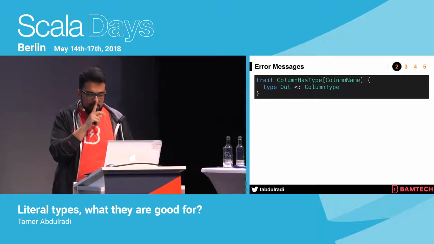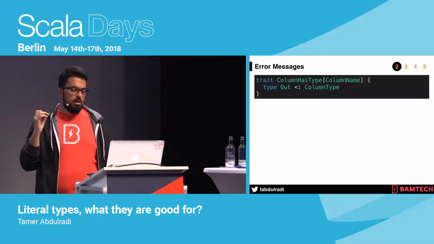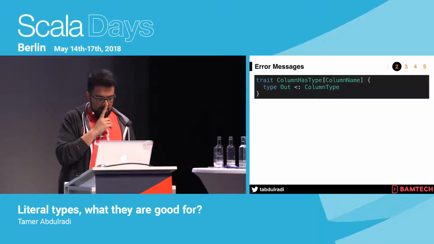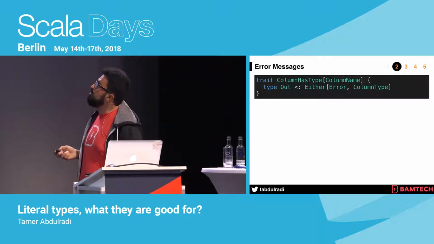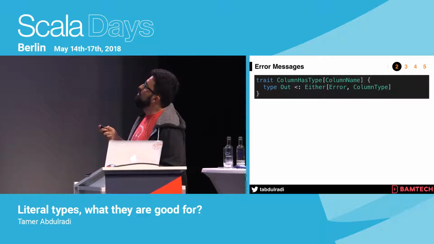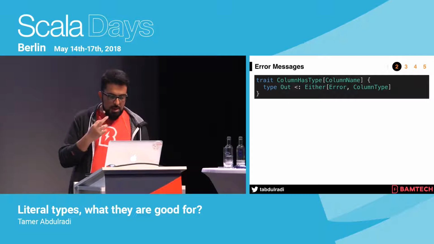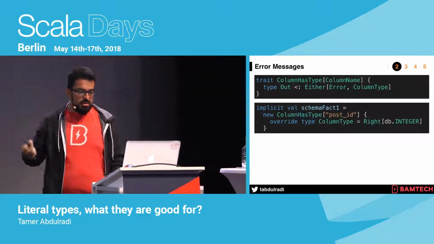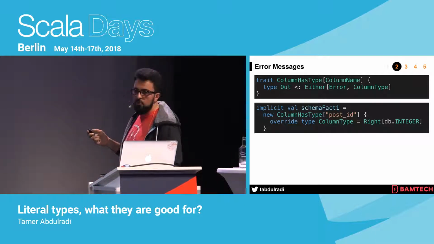So I changed the column type. Instead of the output type being just the happy path, the column type, it's now an Either. And the error is the Left. We'll see now how we write errors. And on the right, the column type that you expect. In the happy path, this is how you define the instance. So Write, and the integer here is inside the type information of Write.